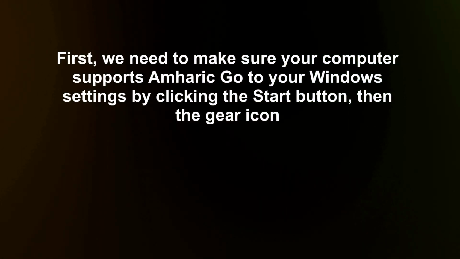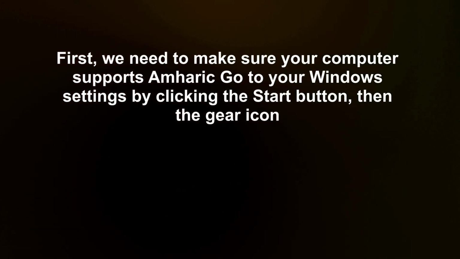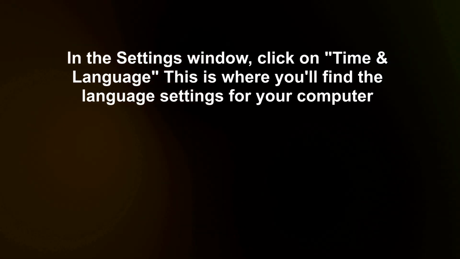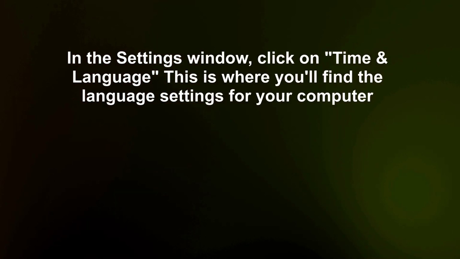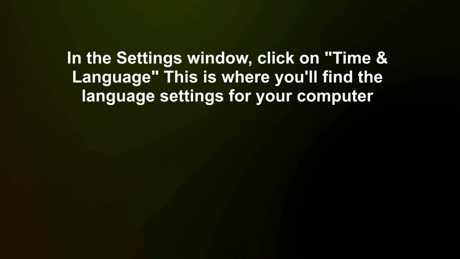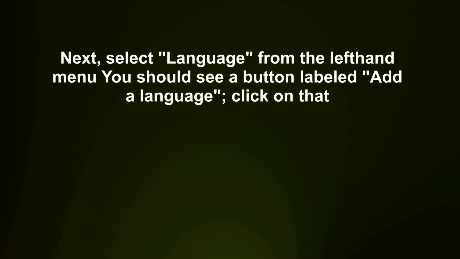Go to your Windows settings by clicking the Start button, then the gear icon. In the Settings window, click on Time and Language. This is where you'll find the language settings for your computer. Next, select Language from the left-hand menu.